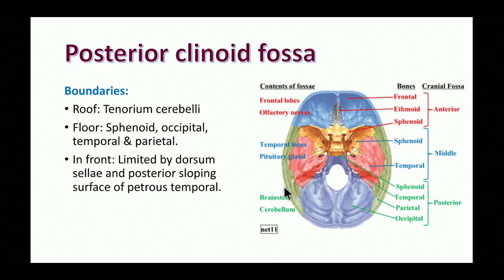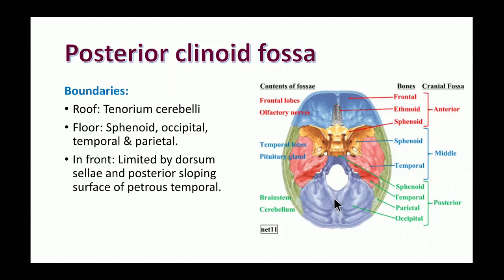and in front it is limited by the dorsum sellae. So this is the projection. On either side of the dorsum sellae you have the posterior clinoid process. On the occipital bone you see the internal occipital crest.